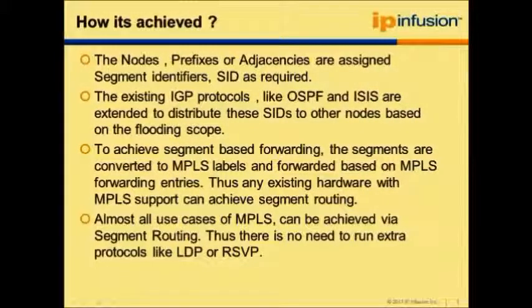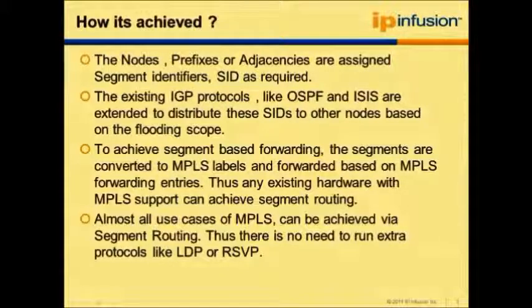So how is it achieved? The nodes, the prefixes or the adjacencies are given identifiers, which we call segment identifiers. These are 32-bit identifiers. These identifiers are distributed by the existing IGP protocols like OSPF or ISIS, and based on the flooding scope, these are distributed to the other nodes. For example, the prefixes are generally distributed to the entire routing domain. The adjacency SIDs may not be required to be distributed everywhere, so they will be local to the node.